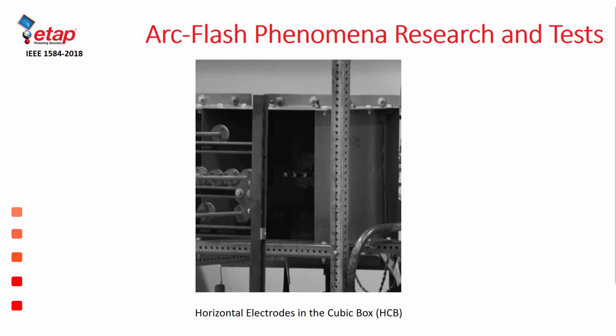Next, this slide shows a rendering of the horizontal conductors in a box configuration, which is also new in the IEEE 1584-2018 model. This configuration is expected to yield the highest incident energy measurements, since not only is the plasma being projected towards the front of the box, but the radiated part of the energy is also being reflected by the effect of the enclosure surrounding the electrodes.